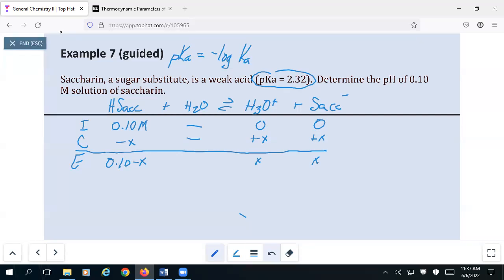So if I do a little bit of algebraic maneuvering, negative pKa is equal to the log of Ka. Take the anti-log of both sides. 10 to the negative pKa is equal to the Ka. So 10 to the negative 2.32 is equal to the Ka value of this reaction, which means that Ka is equal to 4.8 times 10 to the negative third.